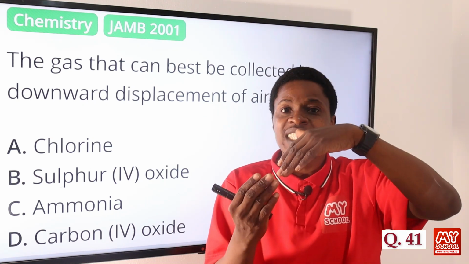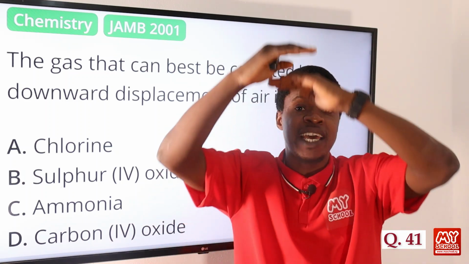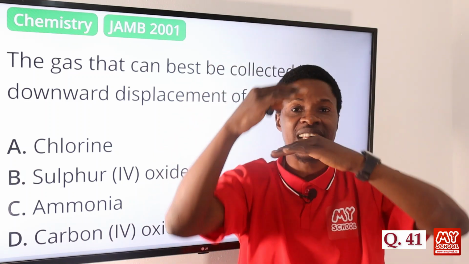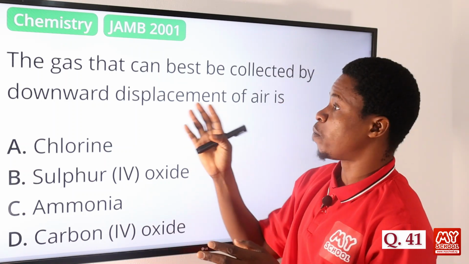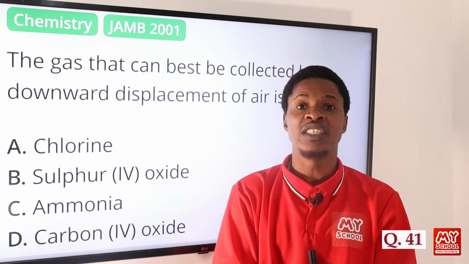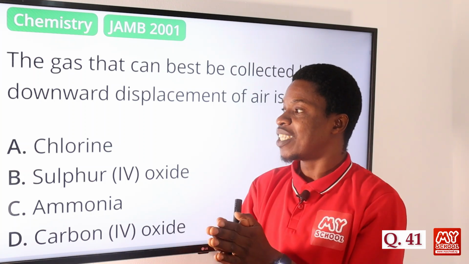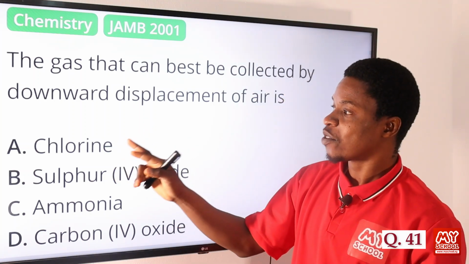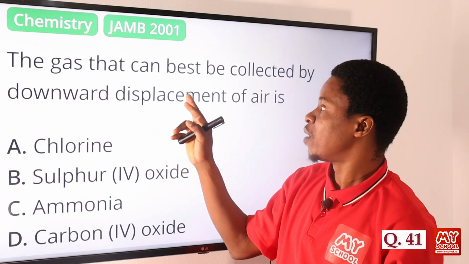But any gas that is denser than air will be underneath the air, while the air will be above that gas. So the type of displacement, whether it is upward displacement or downward displacement, depends on how dense that gas is. Now the question is, option A says chlorine. Which one among these can be collected by downward displacement?